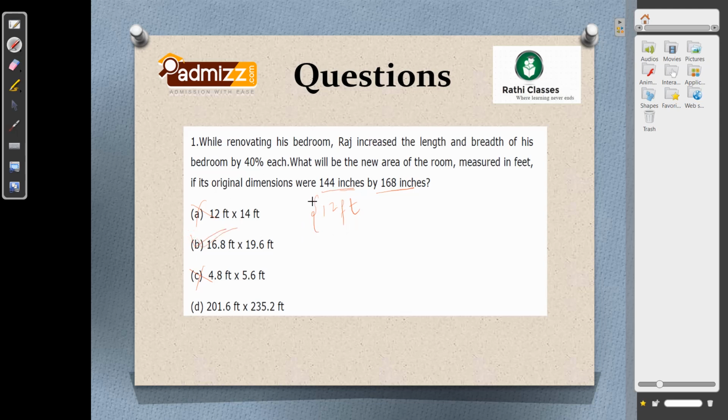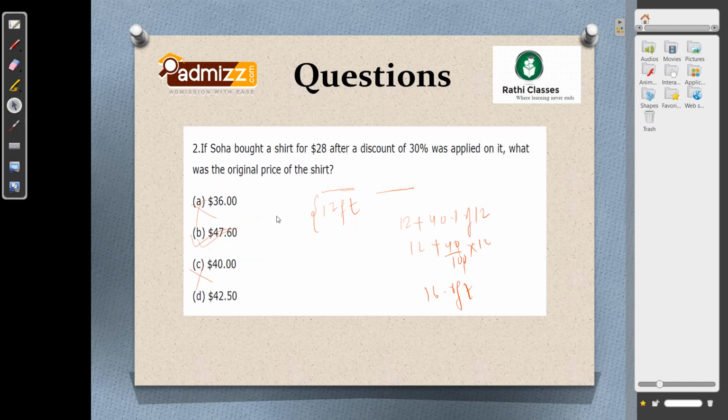This is the way we approach it without even solving the question, just by understanding the question carefully. If you need to solve it properly, you could write 12 feet plus 40% of 12 feet. That would be 12 plus 40 by 100 of 12, which is 16.8 feet. 4.8 plus 12 is 16.8. So let us try similarly the next question.